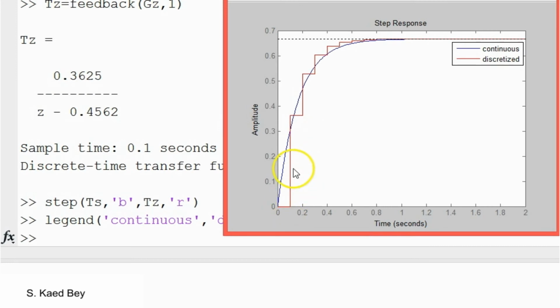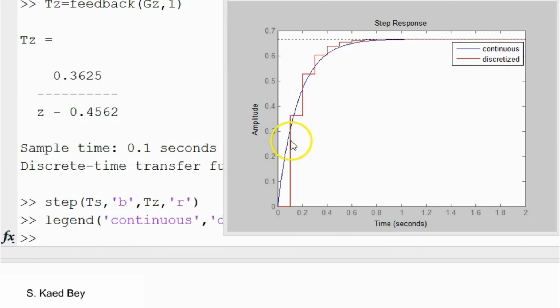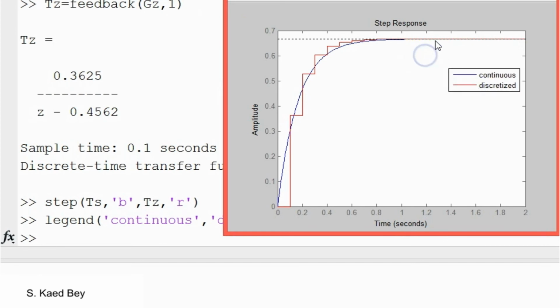So remember, the red response is that for the discrete closed loop transfer function, and the one in blue is the one for the closed loop continuous transfer function in the S domain. So the discretized response includes the zero order hold transfer function, and the sampling time has an important role in determining that transient response. Please remember that the steady-state response is identical for both systems. The value of 0.667 is in line with what was calculated by hand in the previous video.